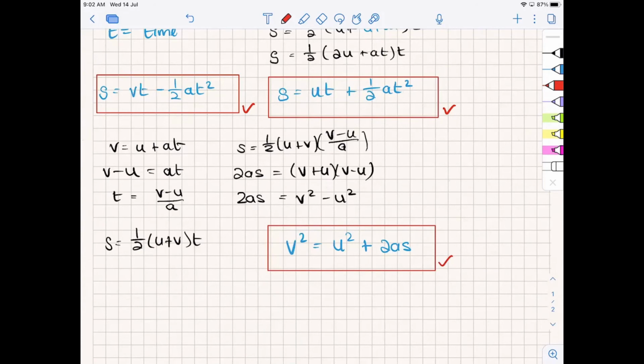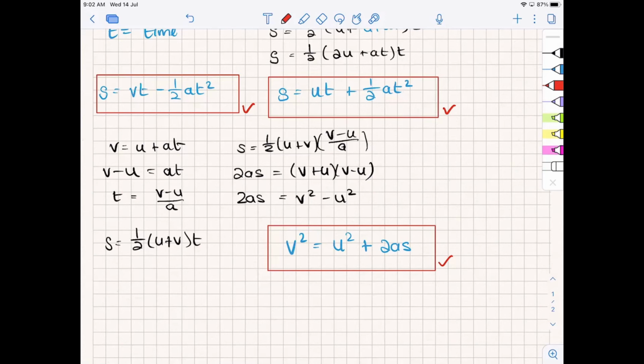So that is why we learn all these equations, because sometimes we are not given enough information. And we could do multiple equations and get simultaneous equations, or we could use the appropriate formula and get the answer straight away.